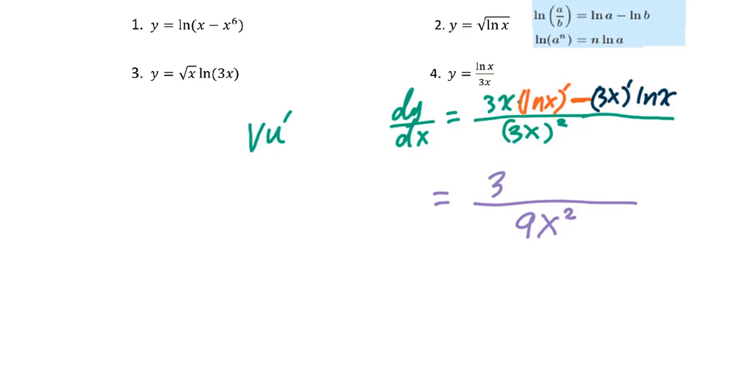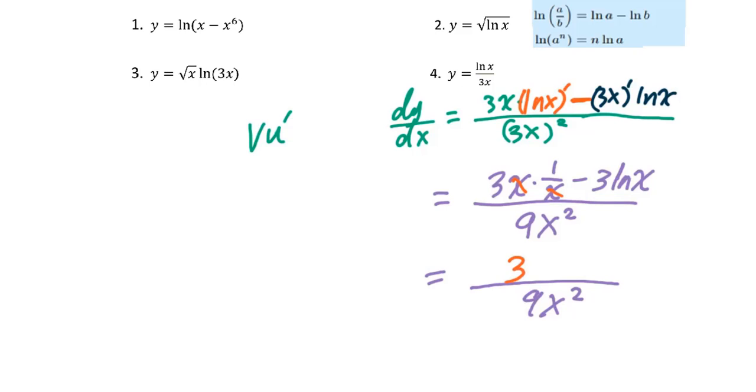Your top is 3x times 1 over x minus the derivative for 3x, which is 3, times natural log of x. So that you will get 9x squared stay. Reduce, you will get 3 minus 3 natural log of x. Because the common factor is 3, top divided by 3, denominator divided by 3, you get 1 minus natural log of x over 3x squared.